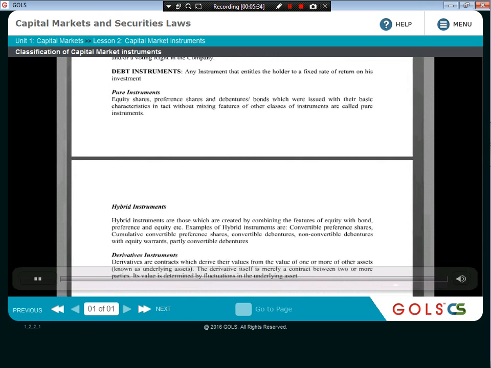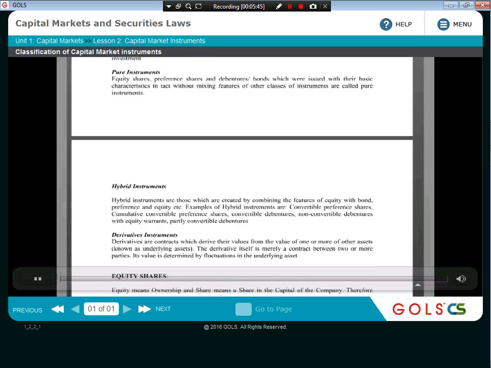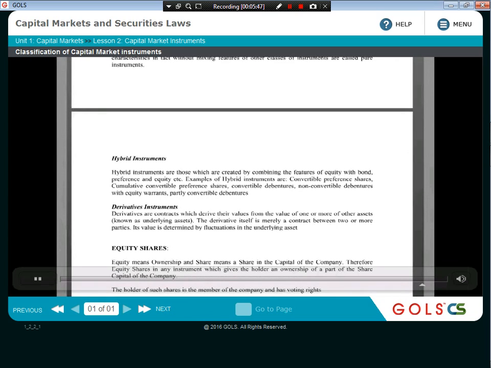So what are the examples of hybrid instruments I have given? It's convertible preference shares, cumulative convertible preference shares, convertible debentures, non-convertible debentures, and finally there are derivatives. Derivatives are contracts which derive their values from the value of one or more of the other assets. A derivative itself is merely a contract between two or more parties. The value is determined by fluctuations in the underlying assets.